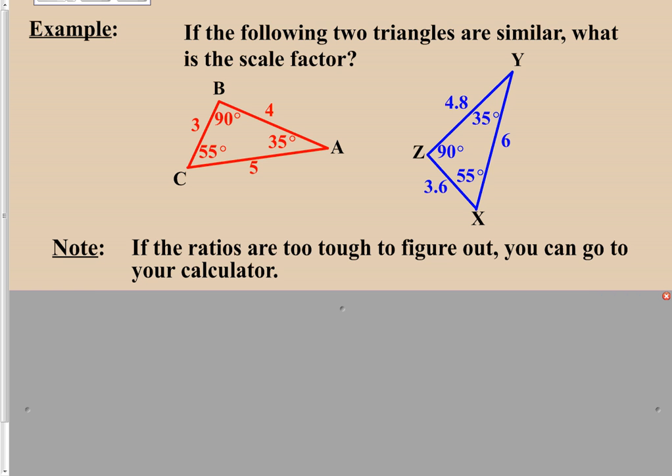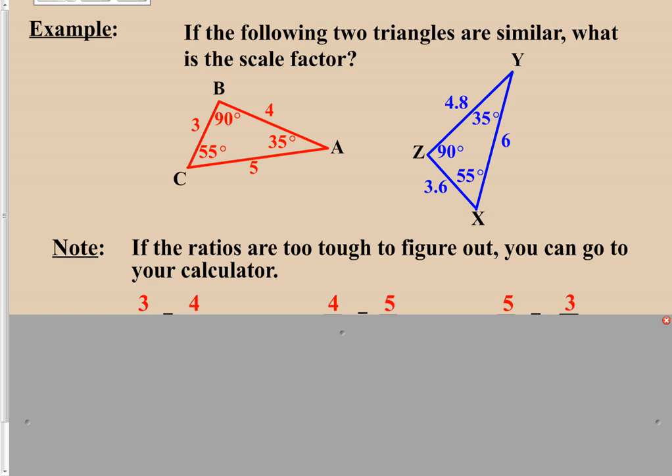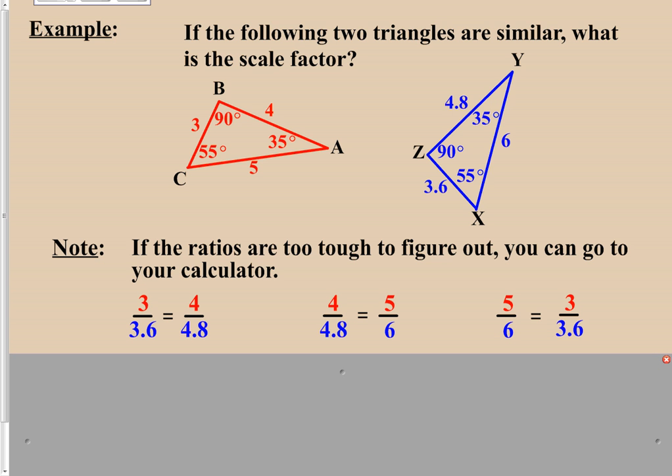Okay, so setting up those proportions, I'm going to go small to medium, medium to large, and large to small. So there are the three proportions that would be in play here. We can double check to see if these two triangles are similar or not by cross multiplying and seeing if the proportions are balanced or not.